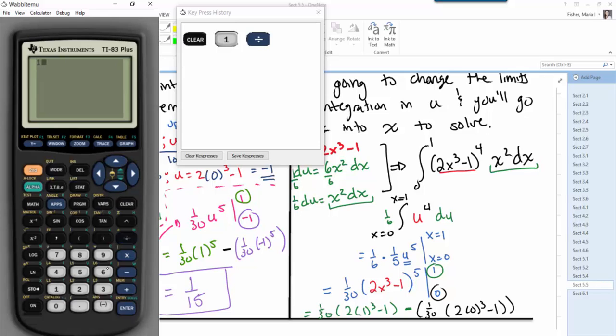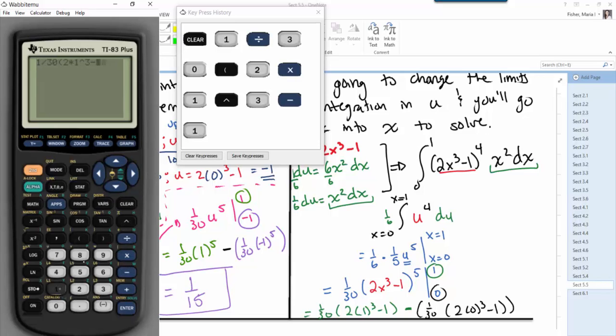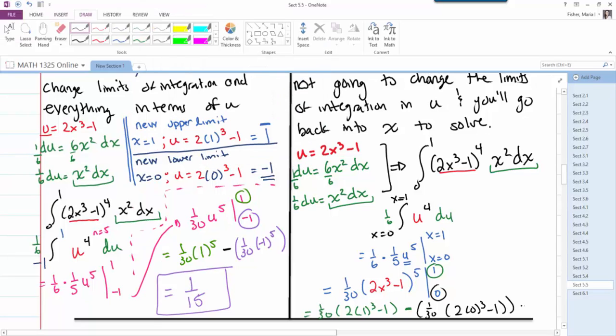So you say 1/30th times 2 times 1 to the 3rd minus 1. And all of that subtracted from 1/30th times 2 times 0 to the 3rd minus 1. And we end up with the same answer of 1/15. So this is equal to 1/15. So no matter which way you do it, you end up with 1/15.